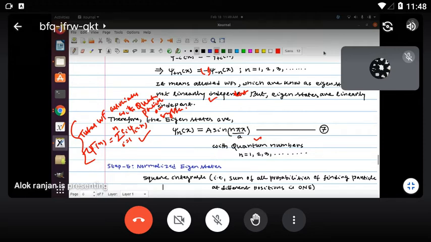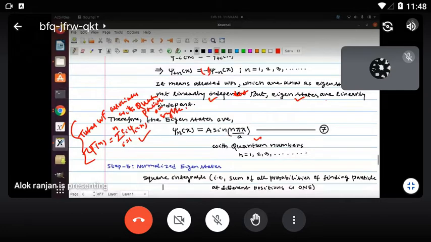Sir, why should that wave function be linearly independent? The wave function is not linearly independent. I am talking about the eigenfunction. One of the properties of eigenstates is that their eigenfunctions must be linearly independent. I'm going deeper into the mathematical language.